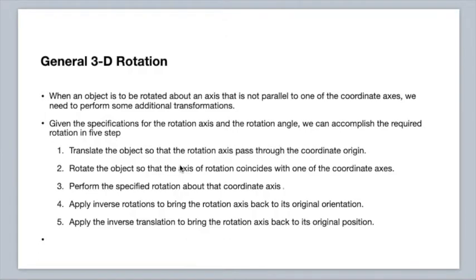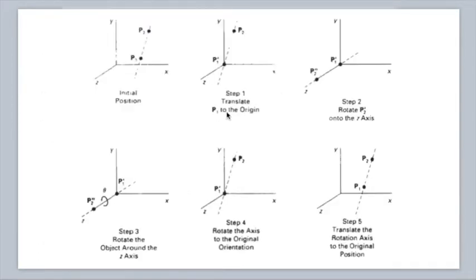Okay, so we have seen the rotation about an axis that is parallel to the coordinate axis. Now we have to see an axis which is not parallel to the coordinate axis, how we are going to perform the rotation. Okay, so one example is shown here. Suppose this is the initial position of the axis. Here the object is not shown, only the axis is shown using P1, P2. This dash line shows the axis with which the rotation should be done.